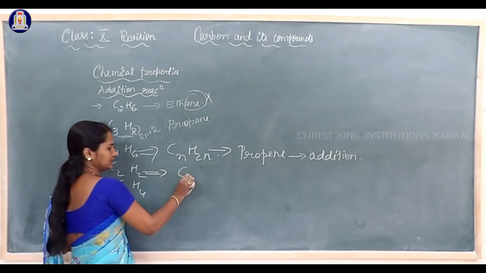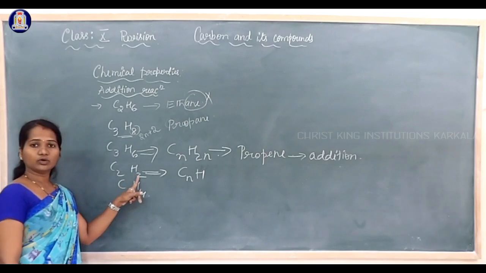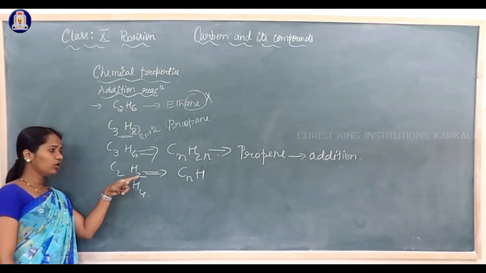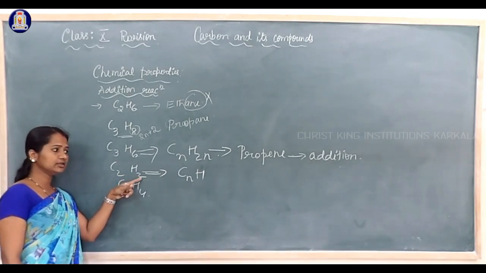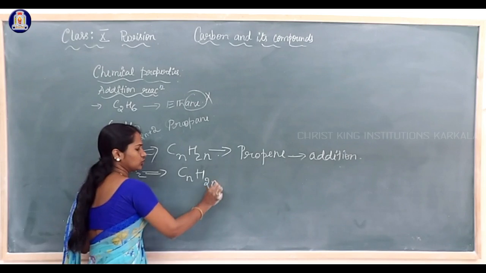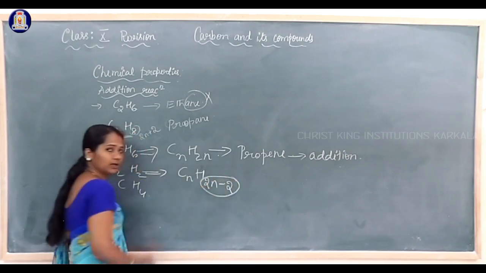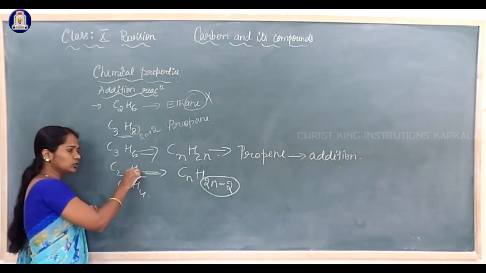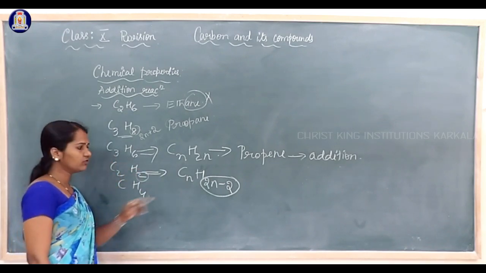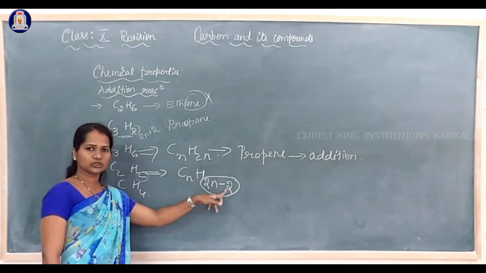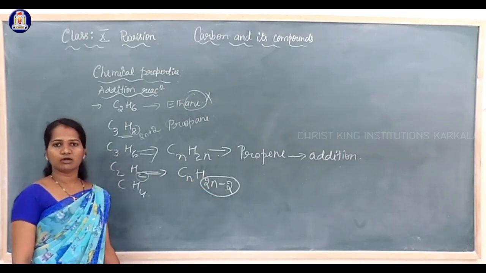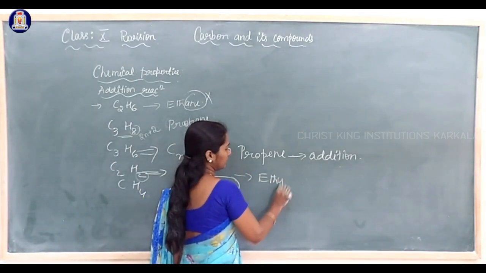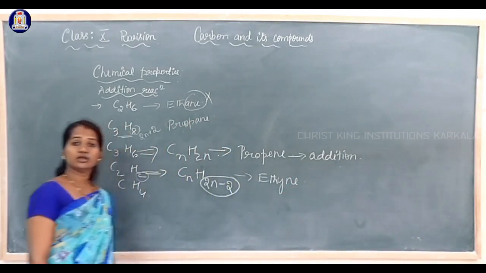Now go to the next compound, C2H2. C2, taking it as n, H2, hydrogen is 2. Double it, 2 twos are 4, 4 minus 2, 2. So it is in the form CnH2n-2, which is the general formula of alkynes. So this given compound is ethyne. It also undergoes addition reaction.